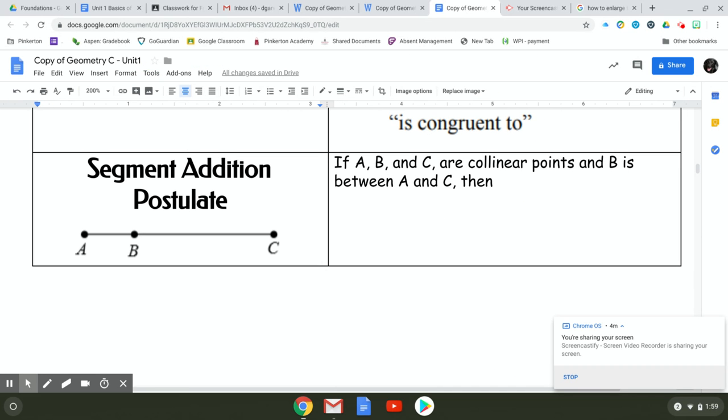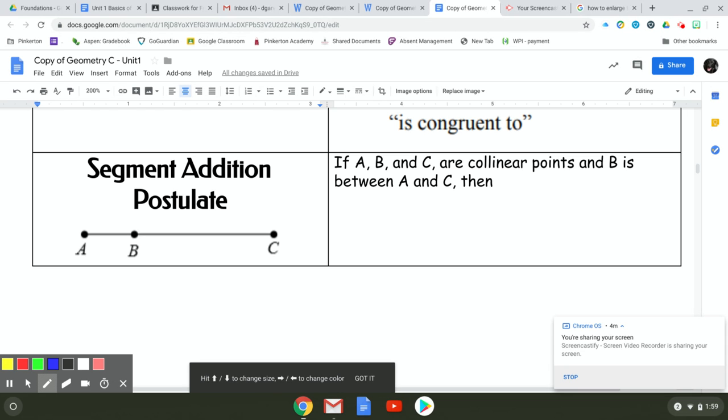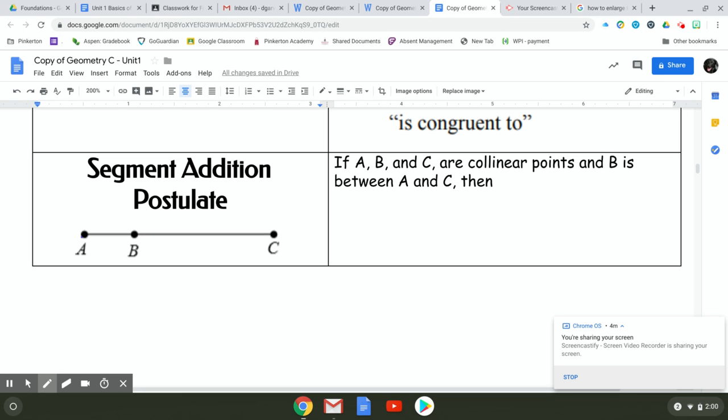So now let's talk about the segment addition postulate. What the segment addition postulate says is that if A, B, and C are collinear points, so let's remind ourselves what that vocabulary means. Collinear means on the same line, or in this case, on the same segment. So they're just saying that A, B, and C are all on the same segment, and point B is actually between A and C. Then you can say that the length of AB plus the length of BC has to equal the length of AC.